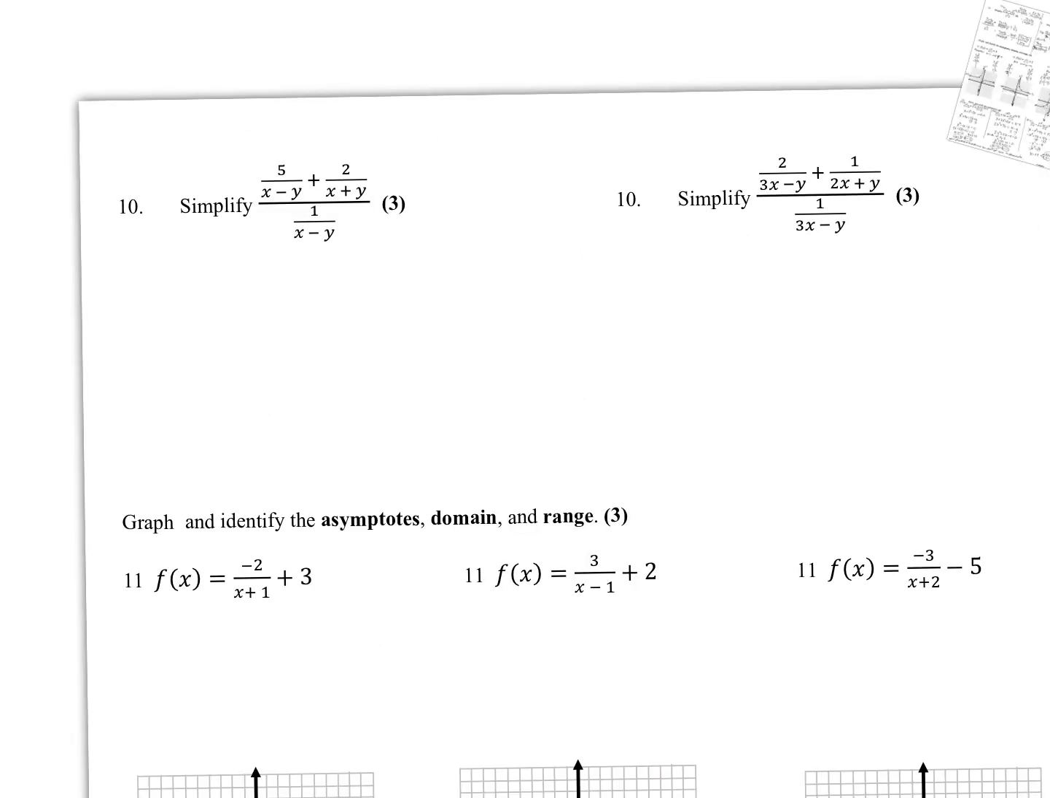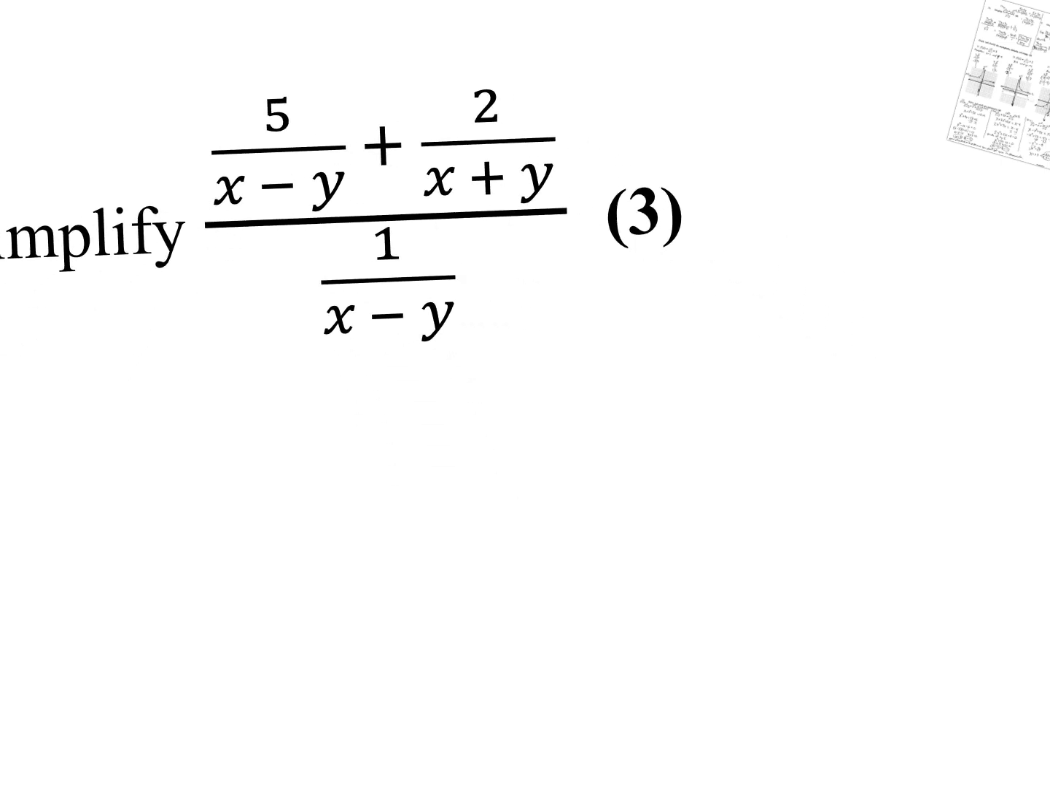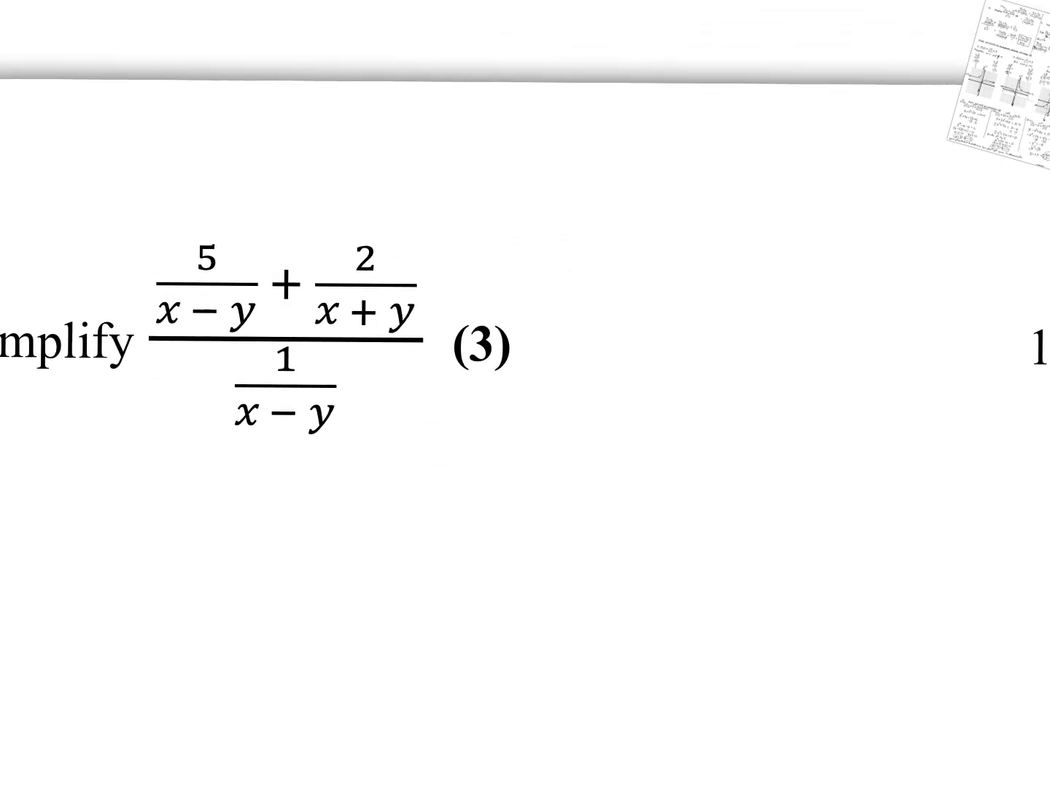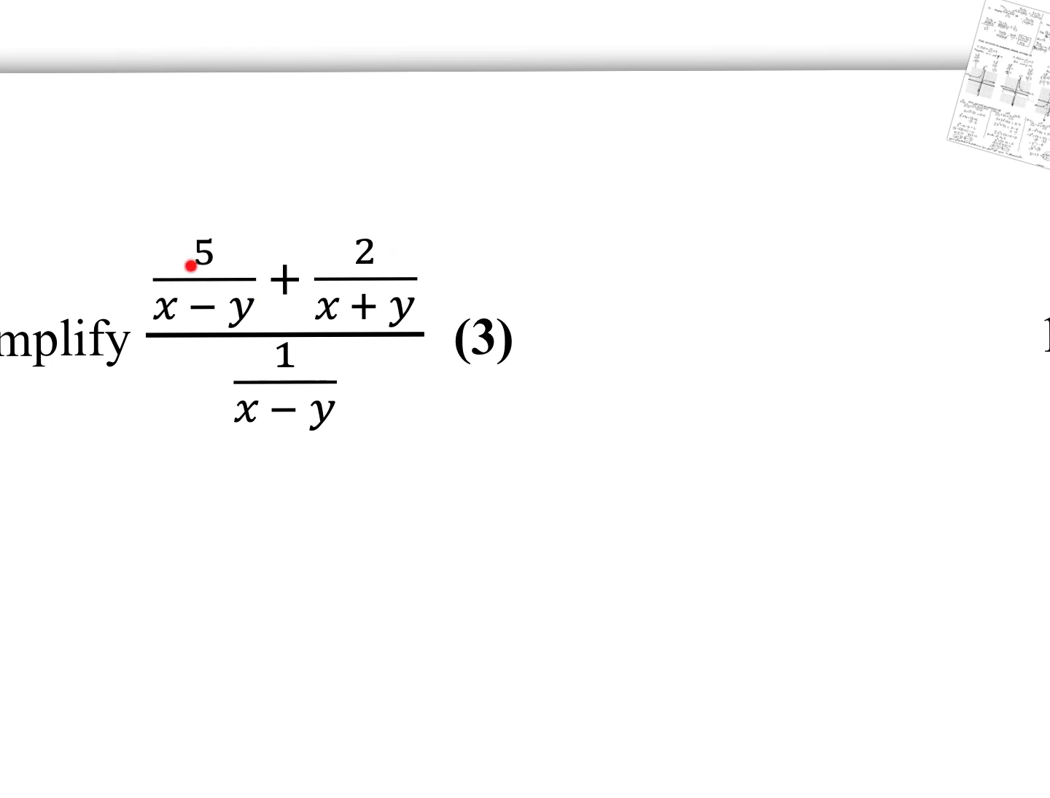Take a look at number 10. Right here, these are complex rational expressions. We have fractions within fractions. Not only that, we are adding fractions on that numerator. So let's start by focusing in on the numerator. This fraction plus that fraction. Now, in order for you to add or subtract fractions, you need a common denominator. So imagine if you had the denominator 3 and the denominator 2, what would the LCD be of 3 and 2?